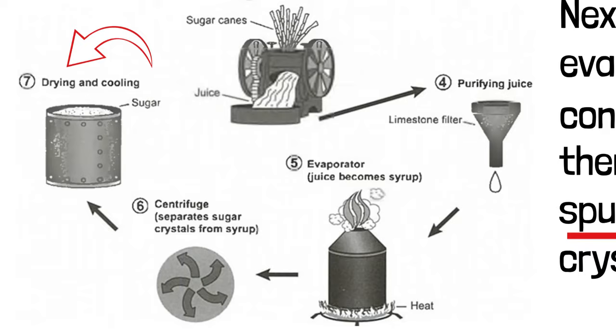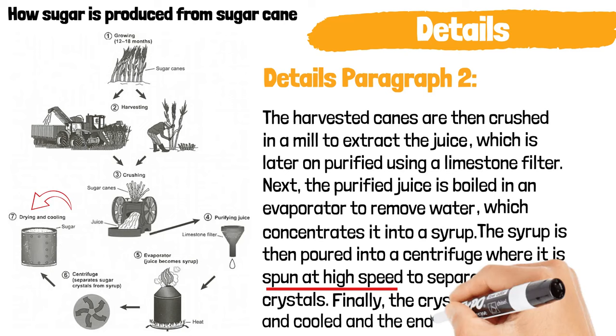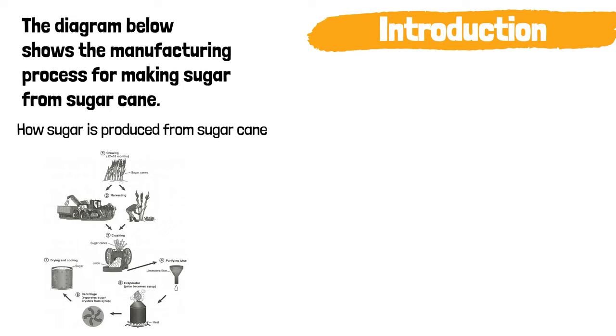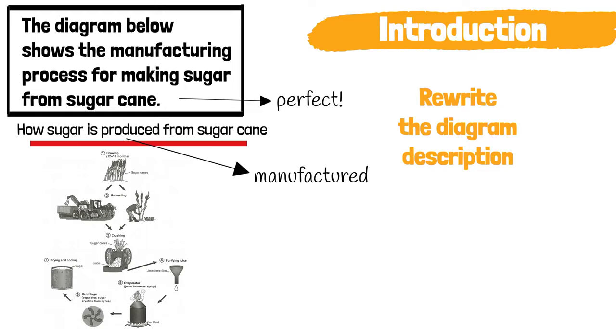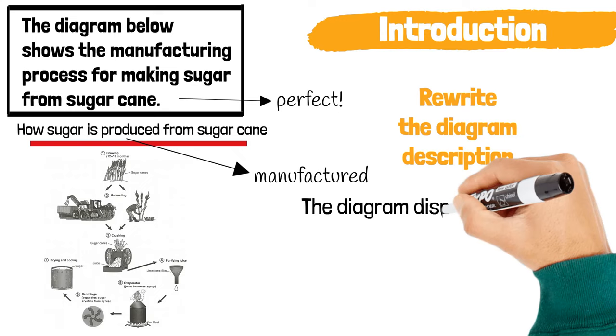Finally, the crystals are dried and cooled and the end product is sugar. Now the only thing missing is the introductory paragraph. In this paragraph, we simply rewrite the diagram description. Please keep in mind that the original is perfect. It just can't be improved. The more you try to change it, the worse your rewrite might become. Why not just use the title of the diagram in our rewrite and change "produced" to "manufactured"? Then we will also have a perfect diagram description. The diagram displays how sugar is manufactured from sugarcane.